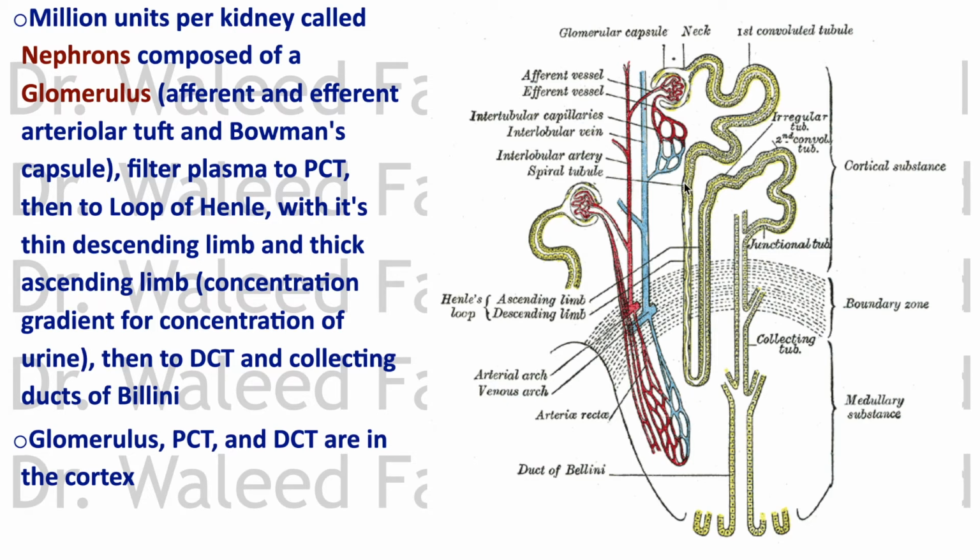And this continues as the proximal convoluted tubules. You can see here. From the proximal convoluted tubules extends the loop of Henle, which has a descending thin part and an ascending thick part. This makes a concentration gradient as you go down, then up again.